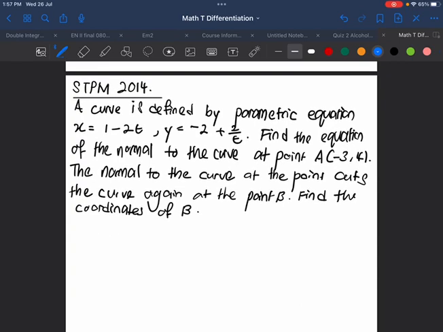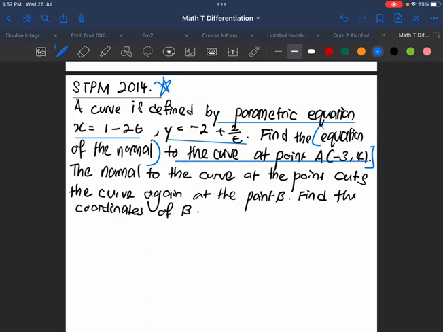It's STPM 2014, and a curve is defined by parametric equations. I will say this question is quite important for you to understand. The curve is defined by the parametric equations x equals 1 minus 2t, y equals negative 2 plus 2 over t. Find the equation of the normal to the curve at a specific point A.